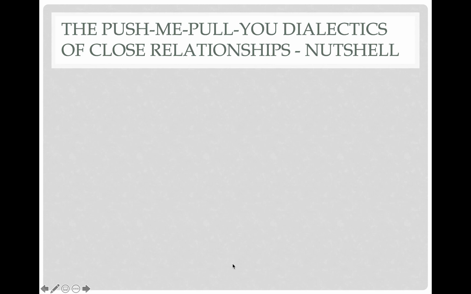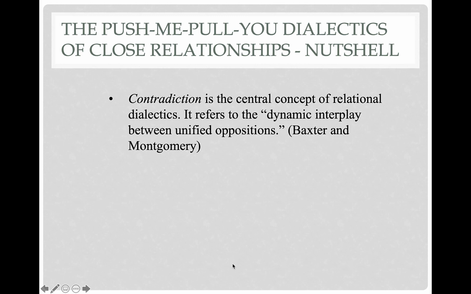So the push me, pull you concept in this theory, in a nutshell, is all about contradiction. And Baxter and Montgomery, who authored this theory and wrote a book about it, define it as the dynamic interplay between unified oppositions. And this is the heart of relational dialectics. Dynamic is important because it's constantly in flux. It's constantly being negotiated. And a contradiction means that you hold two things inside of you at the same time, and it's constantly moving back and forth, and you're negotiating that.